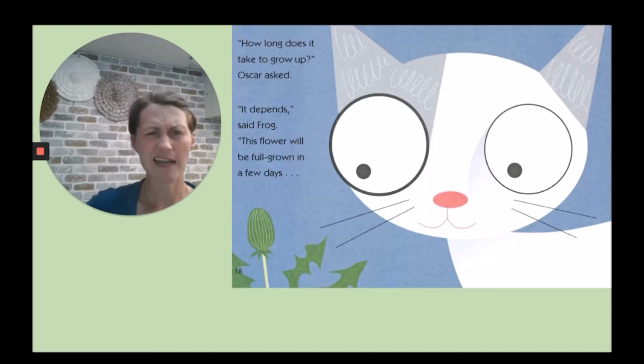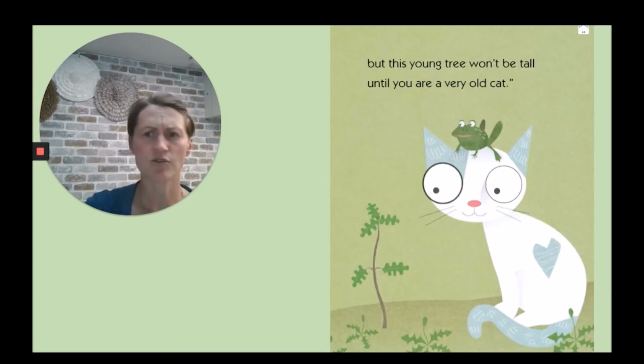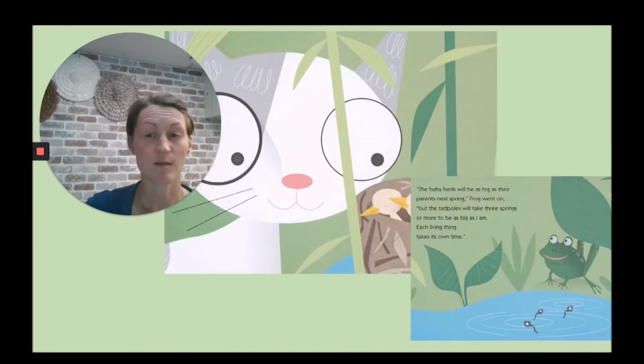"How long does it take to grow up?" Oscar asked. "It depends," said Frog. "This flower will be full grown in a few days. But this young tree won't be tall until you are a very old cat. The baby birds will be as big as their parents next spring," Frog went on. "But the tadpoles will take 3 springs or more to be as big as I am. Each living thing takes its own time."